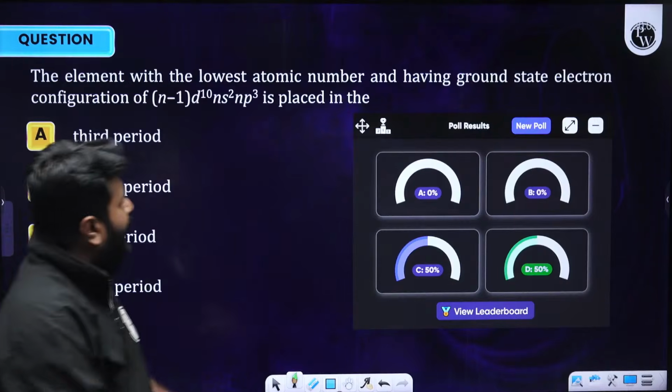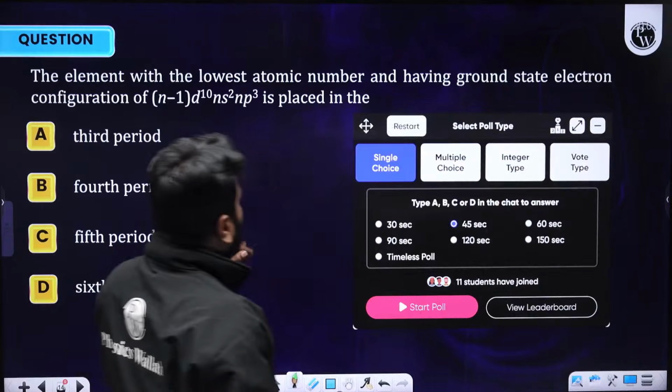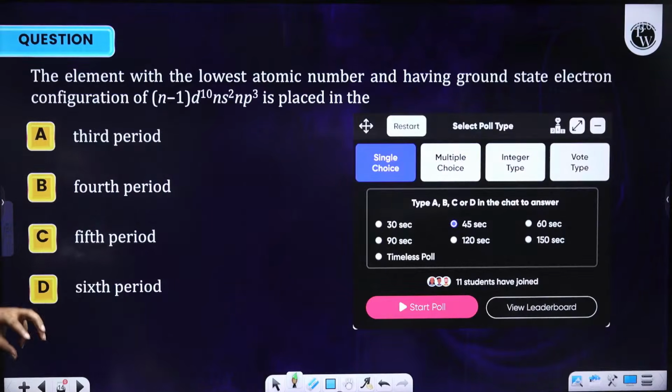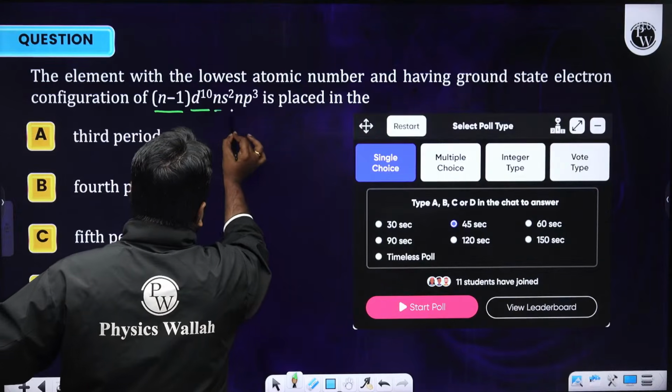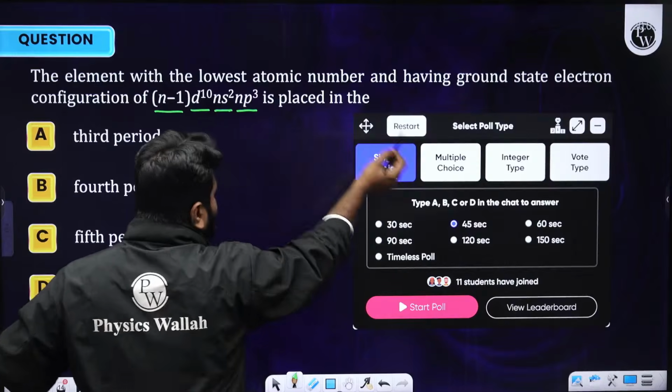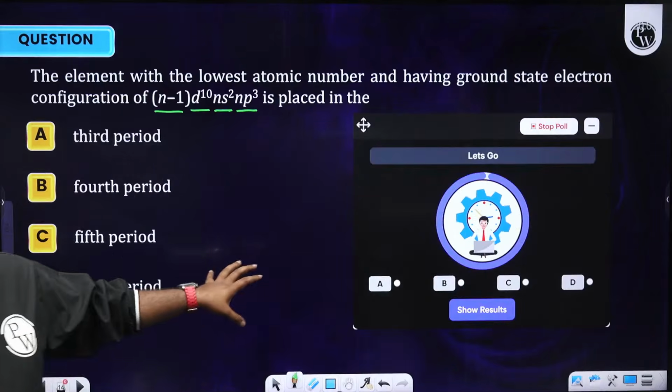Next, the element with lowest atomic number and having ground state electronic configuration of (n-1)d10 ns2 np3 is placed in the, where exactly will we place it?